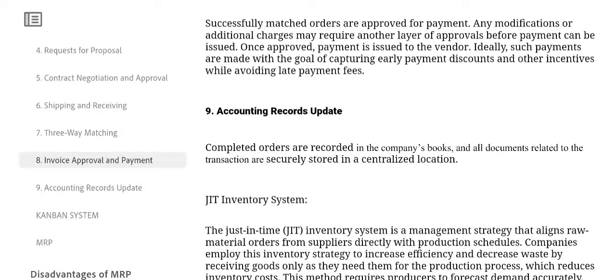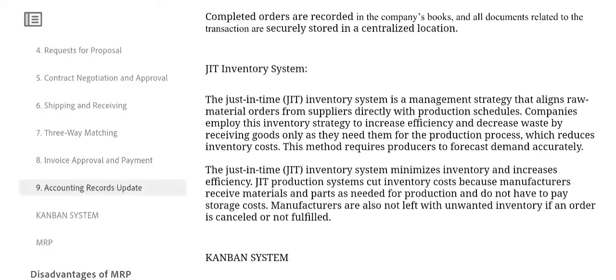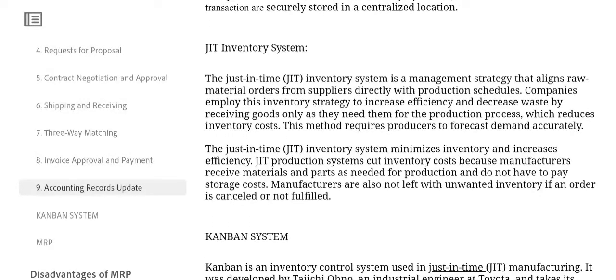After this, we are going to see the JIT inventory system. JIT inventory system is nothing but what? It is a just-in-time inventory system. Nothing but exactly what the name says, it's just in time.